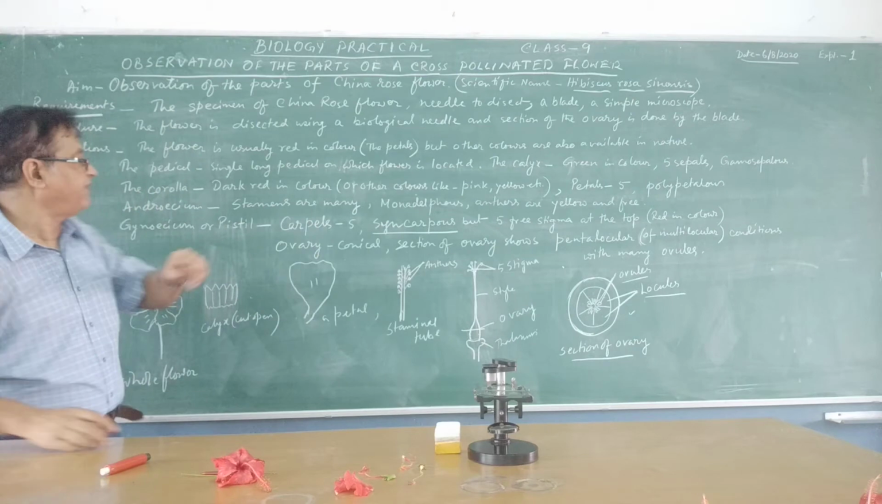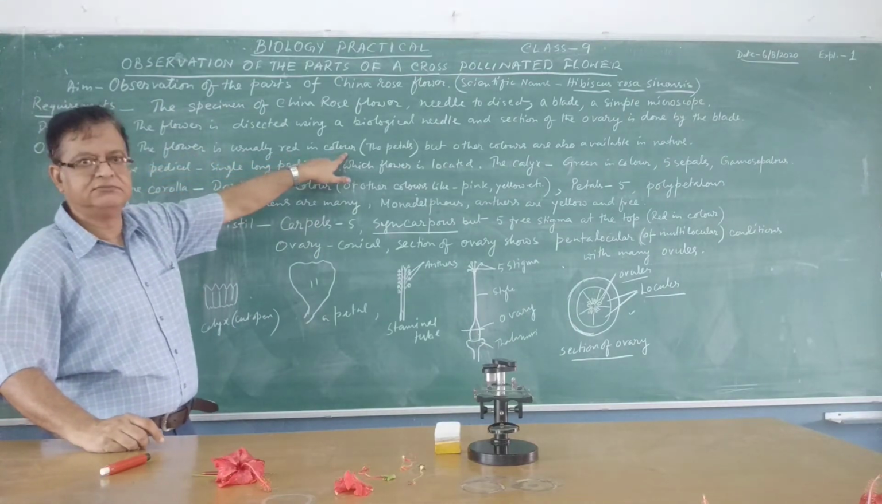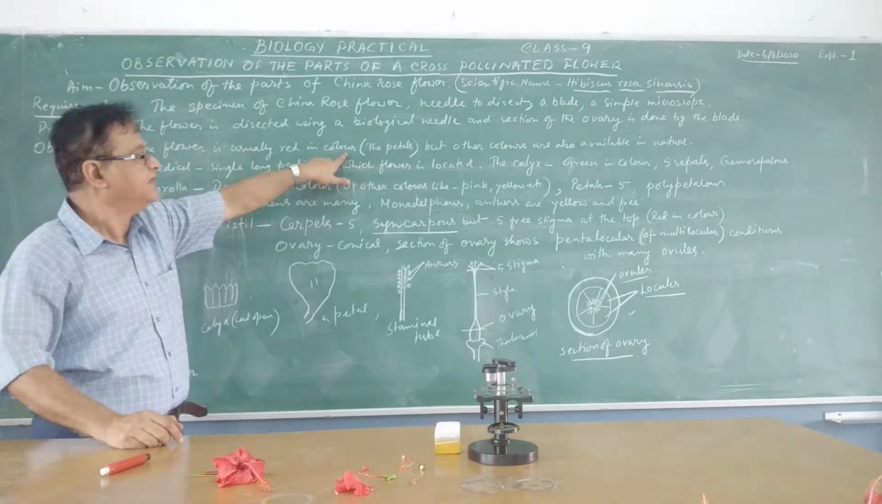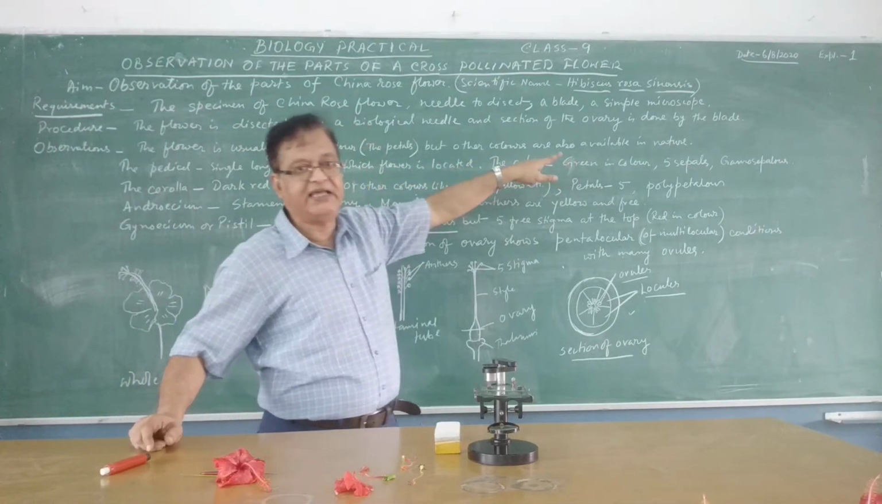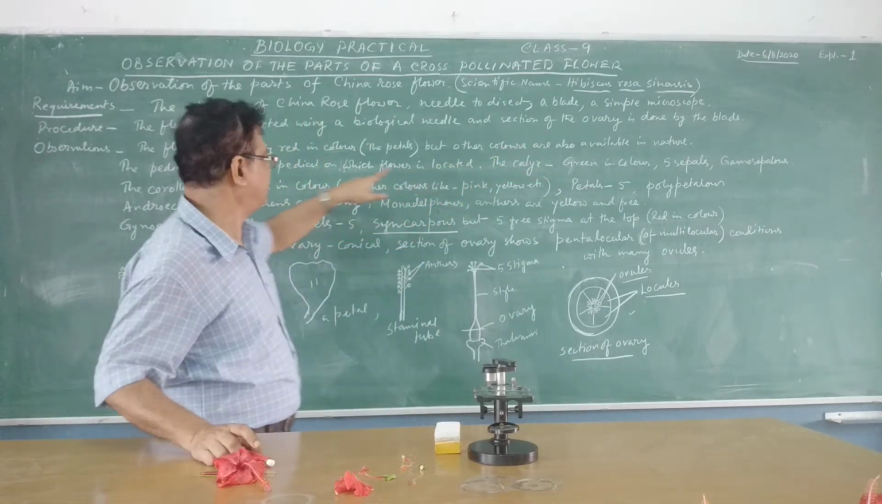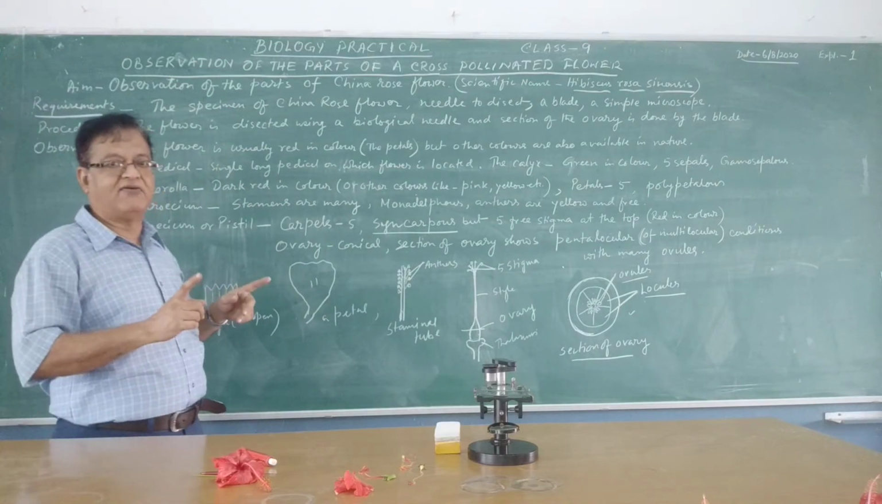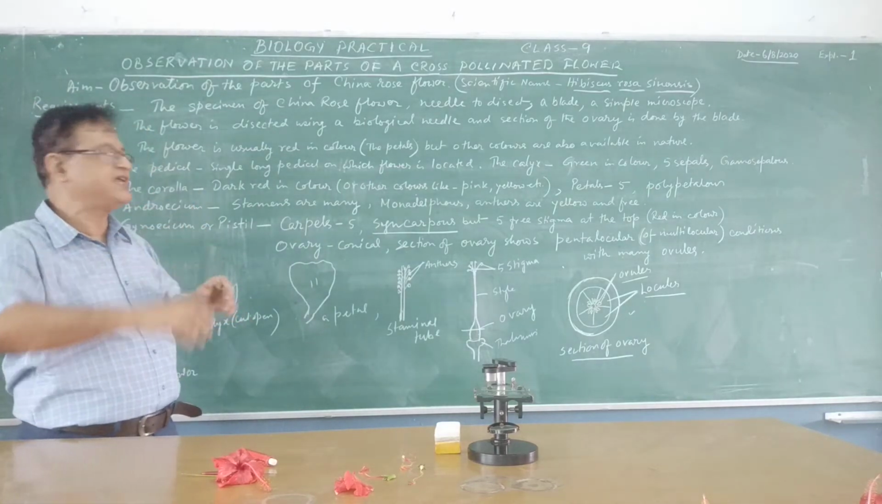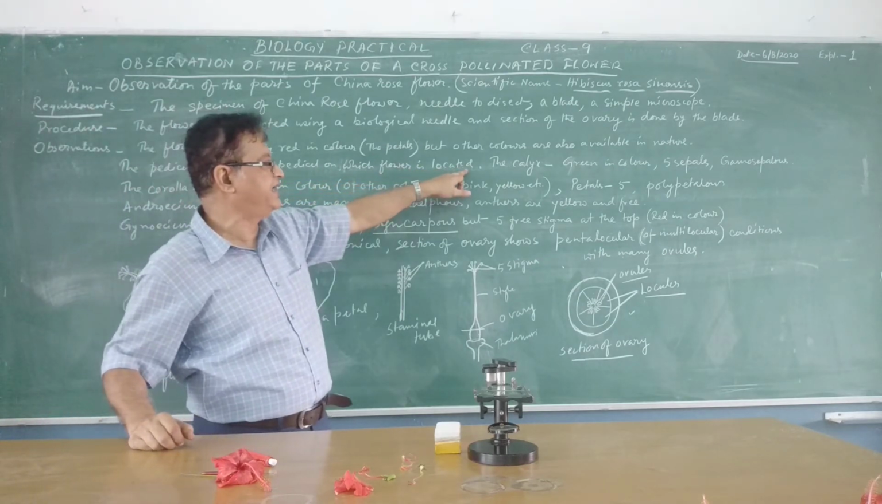The particulars of the flower are these. The flower is usually red in color. The most common color is red, but other colors are also available, like yellow, bicolor, pink. The pedicel is the stalk of the flower on which the flower is resting, a single long pedicel on which the flower is located.